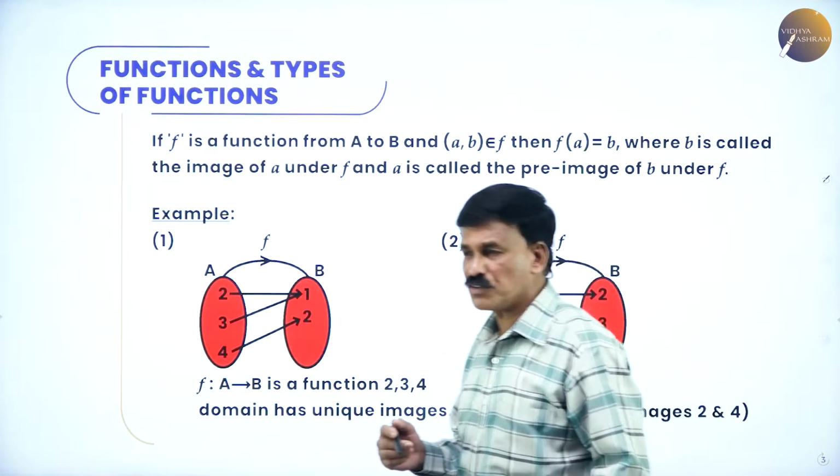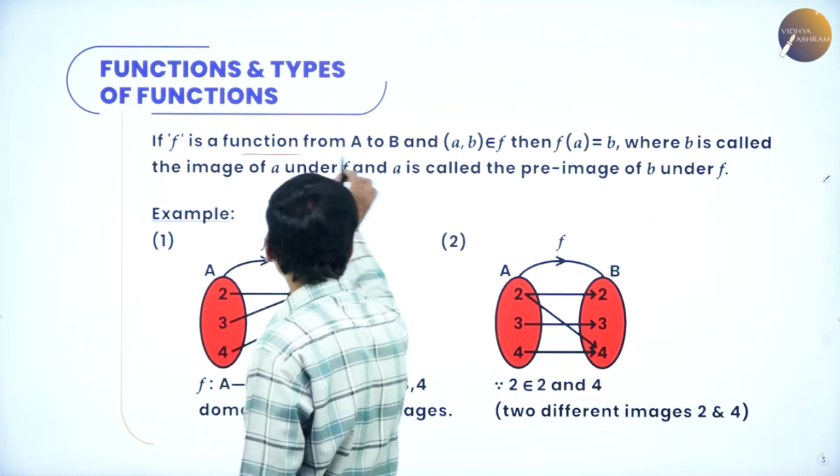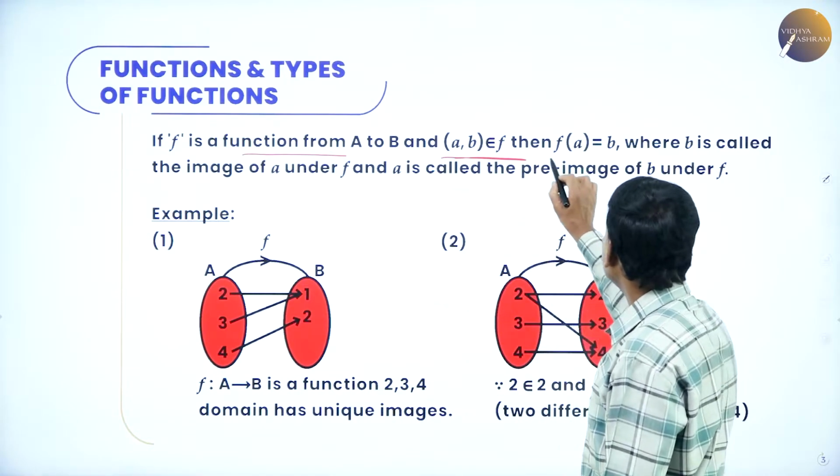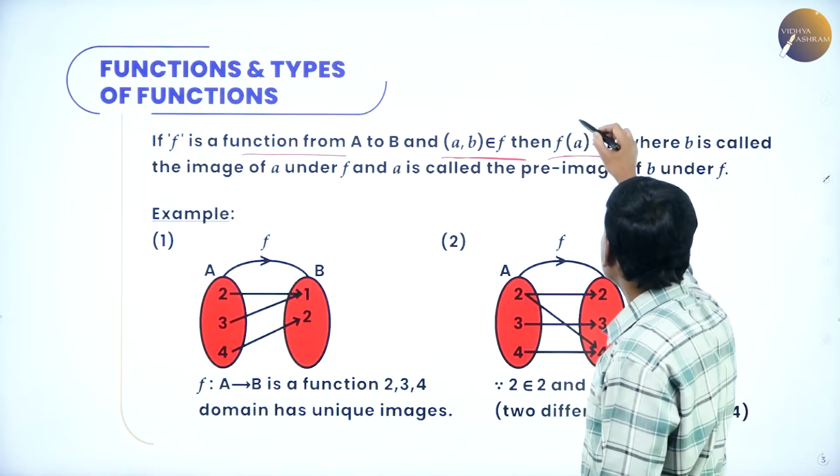Before that, let me give one more example for a function. If f is a function from A to B and (a, b) belongs to f, then f of a is equal to b, denoted as f of a.